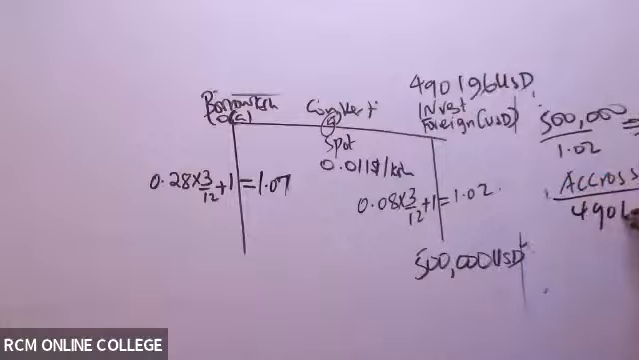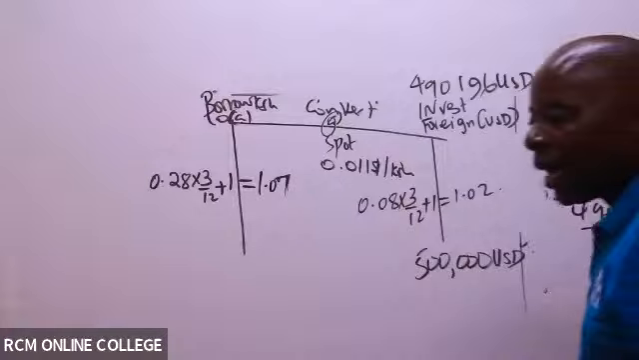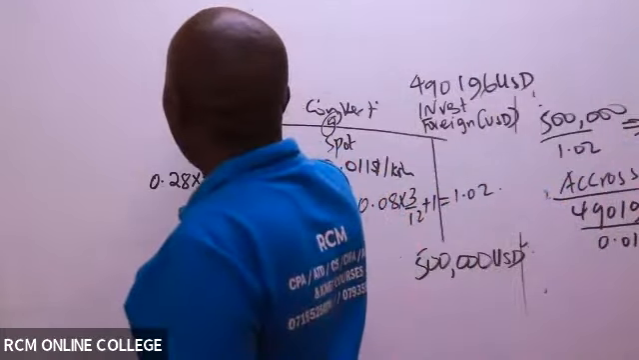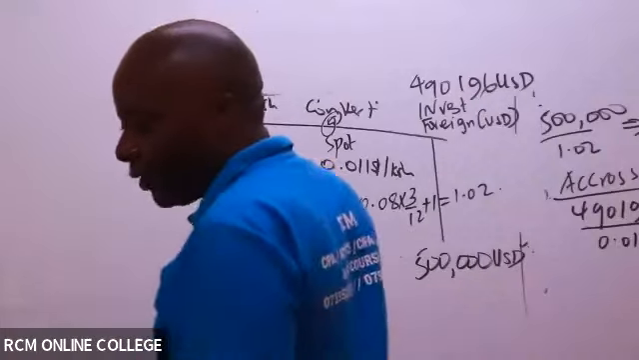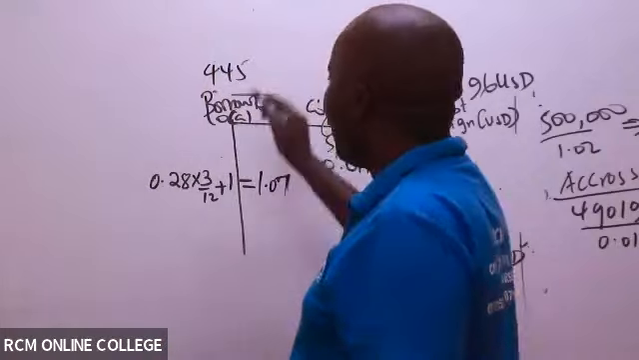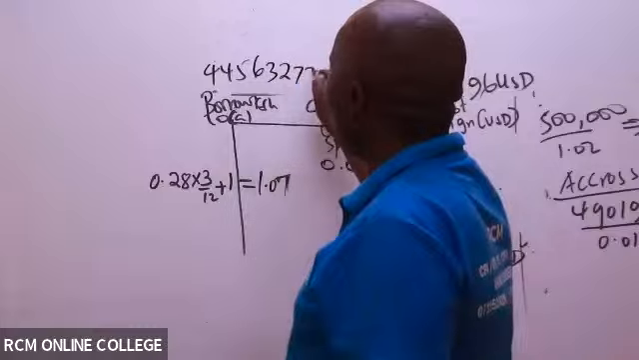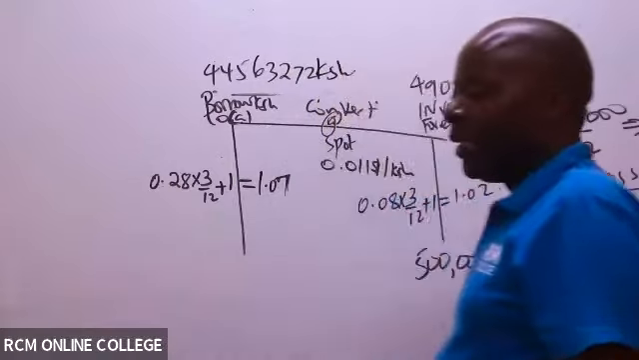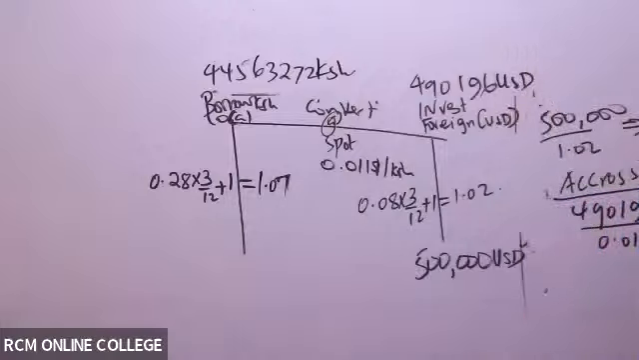So 490,196 divided by 0.011. How much do we have there? According to Maya, we have 44,563,272. Now these are who? Kenya shillings.